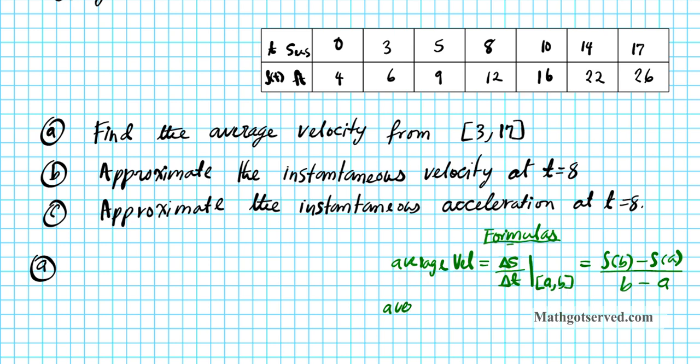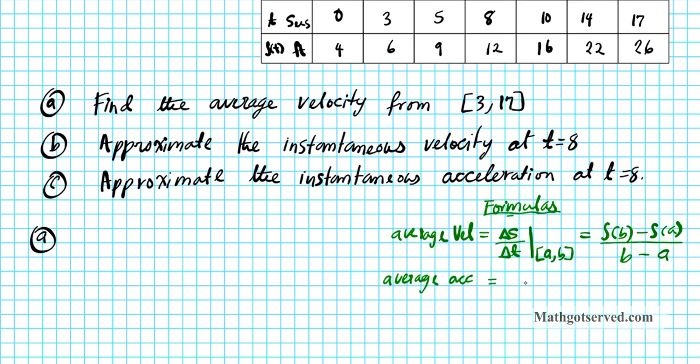And if you want to find your average acceleration, that will be the slope of the secant line using your velocity coordinates as your points. So that's going to be delta v over delta t. Say we were evaluating it from A to B. It's similar to this, only that we use the velocity function to compute our points. So it's going to be v of b, that's our y2, minus v of a, that's y1, divided by x2, which is b, minus x1, which is a. So these are the formulas we're going to be using for these problems.